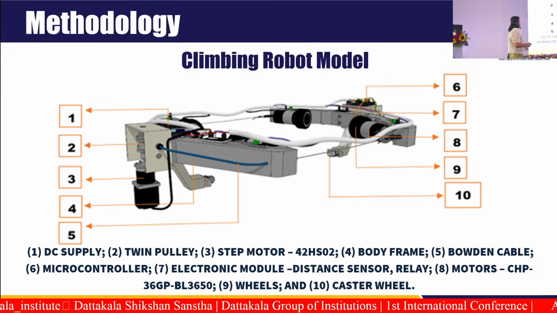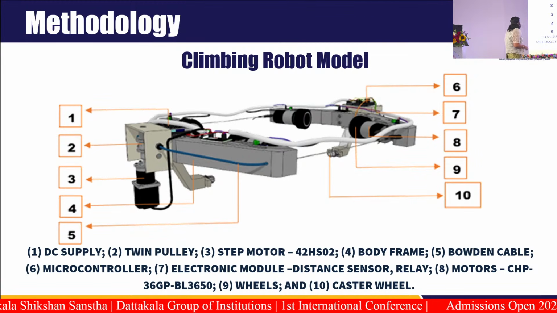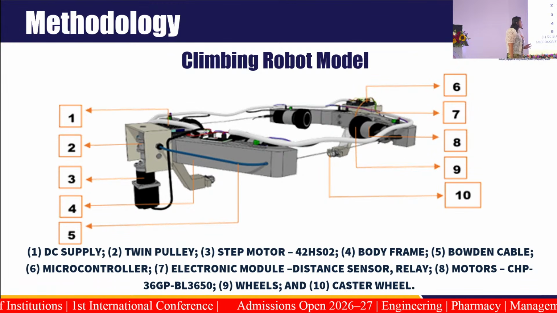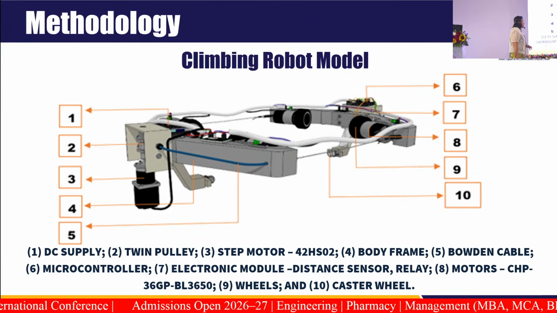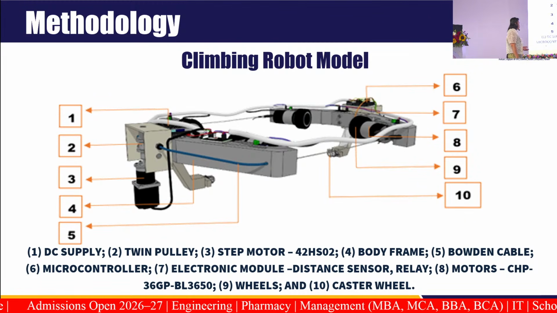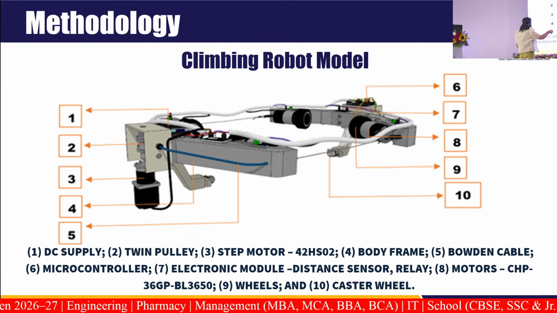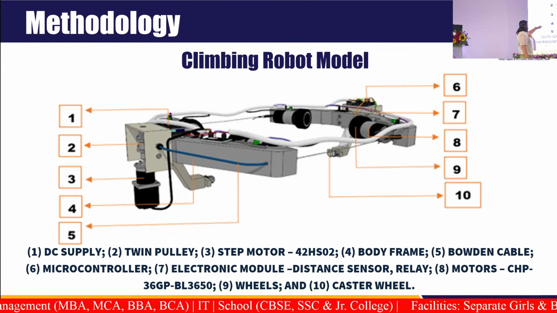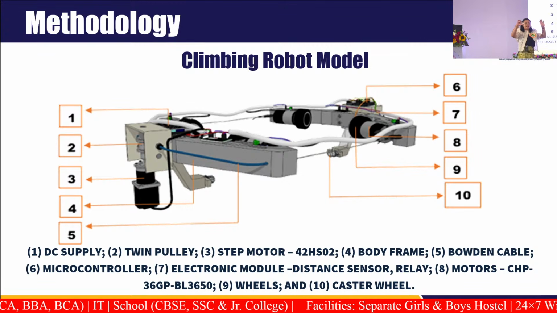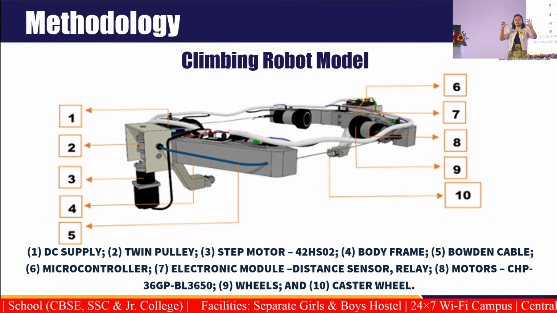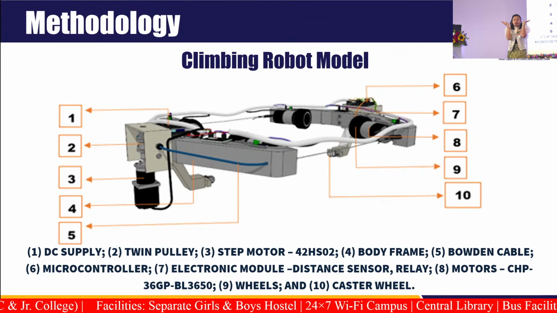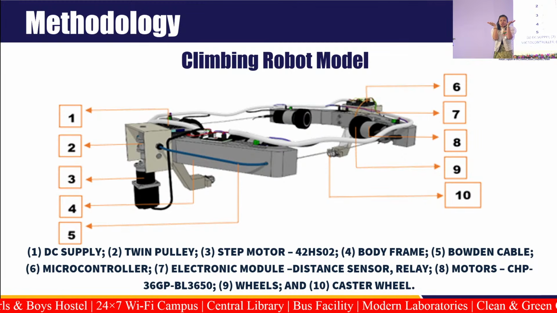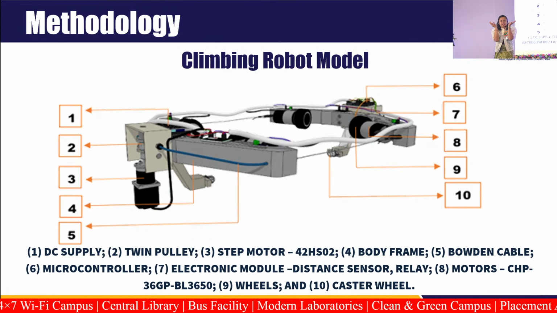And then we have the Bowden cable, the microcontroller on the other side, then other electronic modules such as distance sensor, relays, and motors, wheels, and caster wheel. The caster wheel that is in the lowermost part is the one that will help the robot stand or firm its stability, in terms of the stability of your robot.